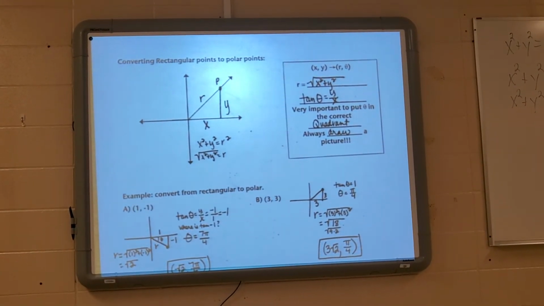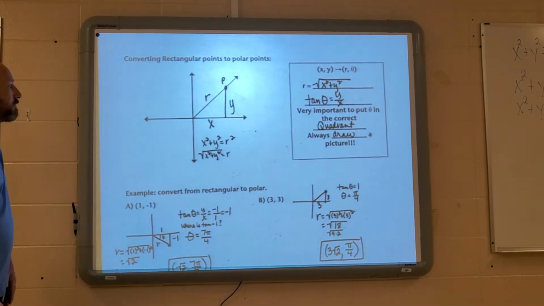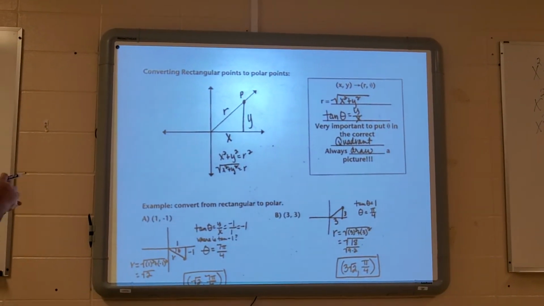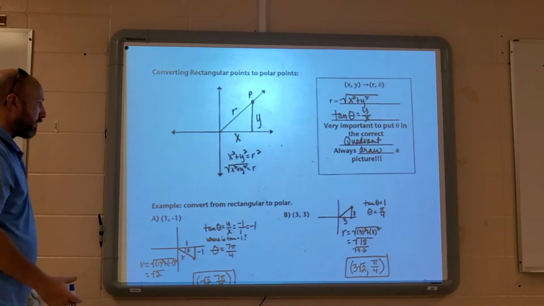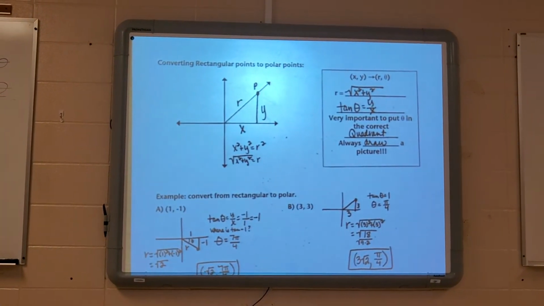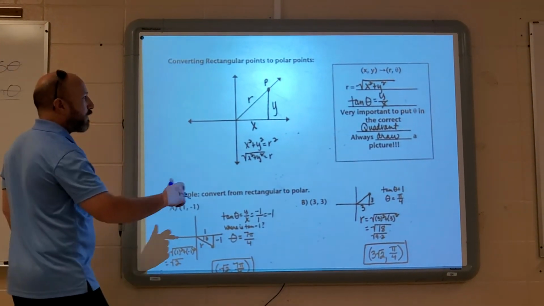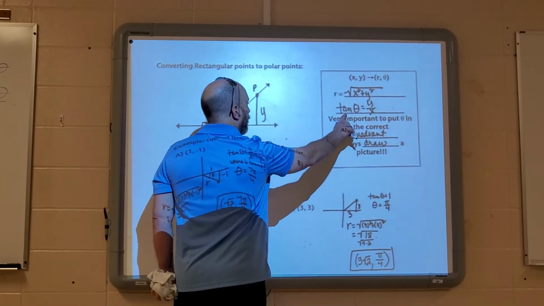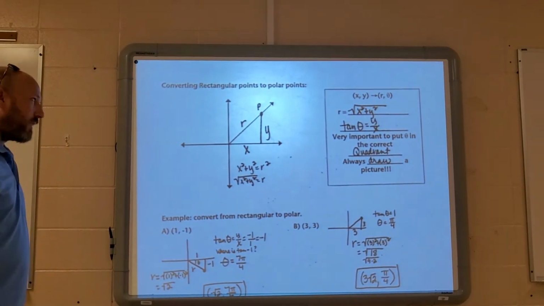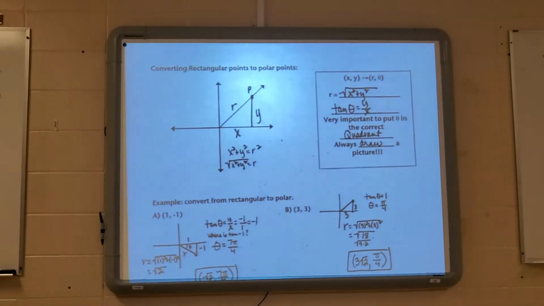Okay, so converting rectangular points to polar points, we kind of covered this in the last video. The only difference here is now we're going to polar instead of rectangular. But the r is still going to be the square root of x squared plus y squared. That comes from Pythagoras. So the only difference here is that before we were using sine and cosine to define y and x. Now we're trying to find theta, and it's easier just to use tangent and y and x. So that's what we'll be doing.